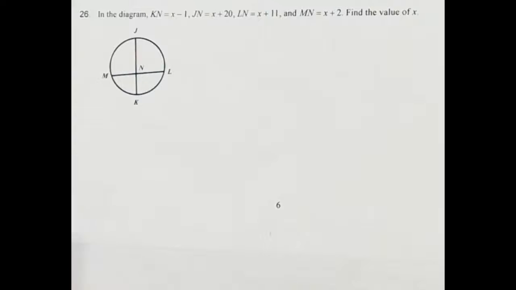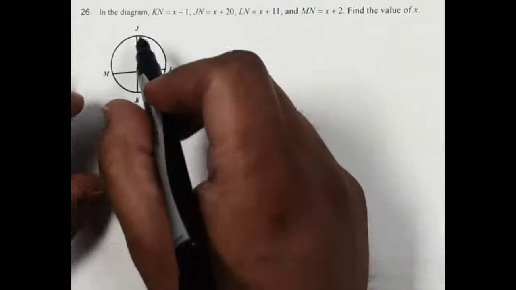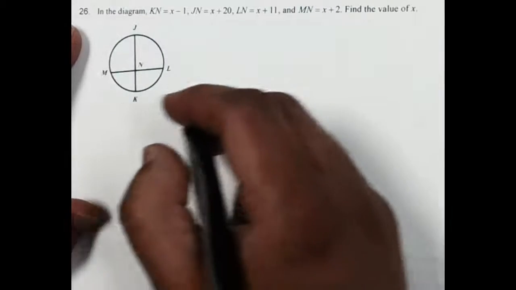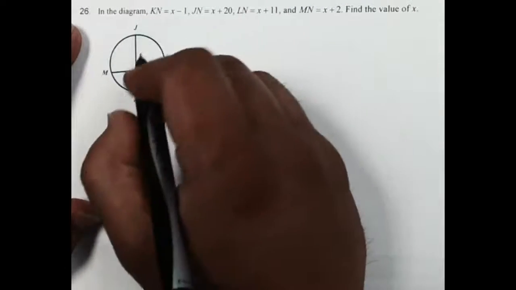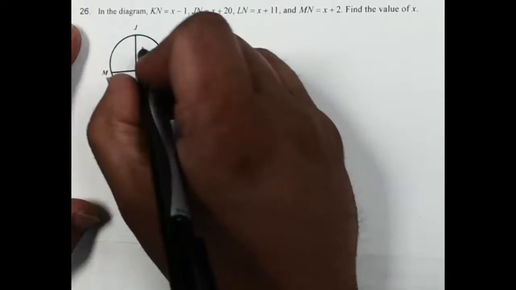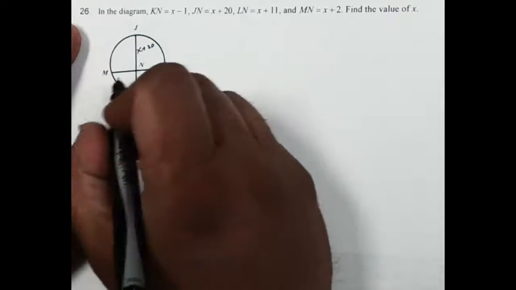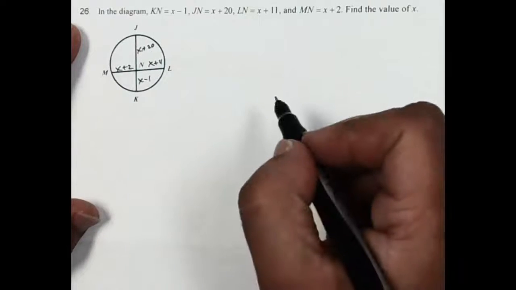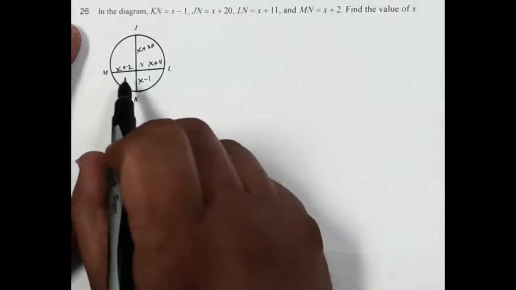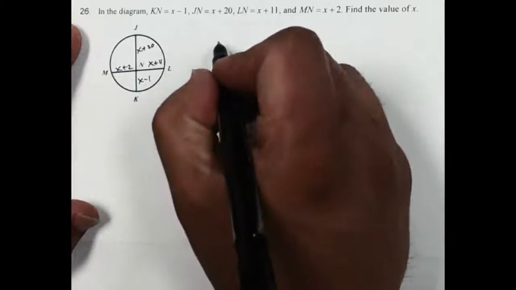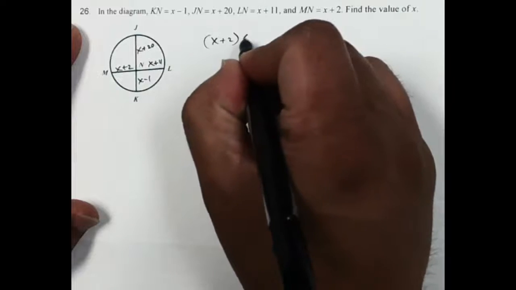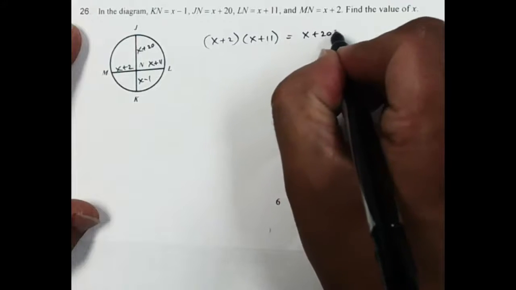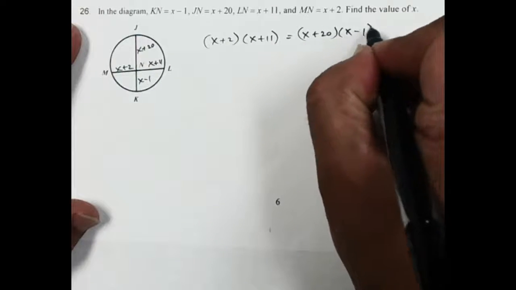All right, for number 26, it's the same setup. Basically, because I have the two chords that intersect, this time I just have a lot more x's. So on this one says KN is x minus 1, JN is x plus 20, LN is x plus 11, and MN is x plus 2. Okay, so I still multiply the different parts, so it's going to be x plus 2 times x plus 11 is equal to x plus 20 times x minus 1.